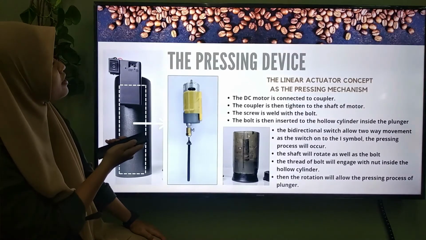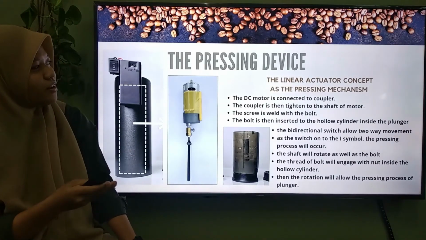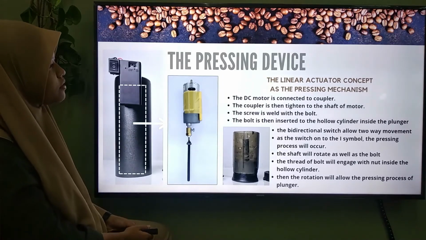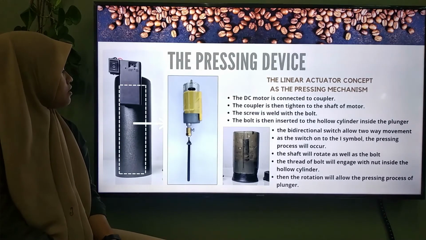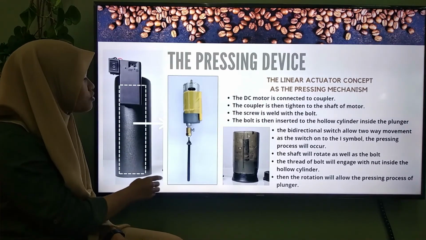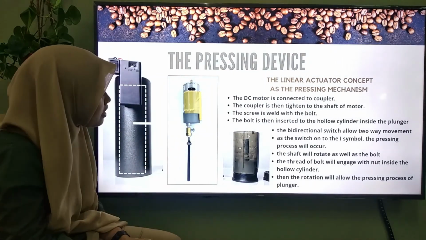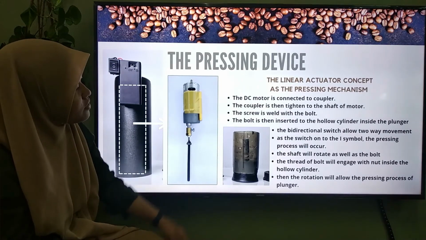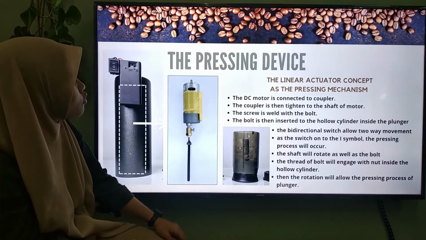So the next one is how the pressing device works. The linear actuator concept is the pressing mechanism. Just like you can see, this is the cover motor. Inside the cover motor there is this linear actuator, and it allows the pressing of the device. So let's go one by one.